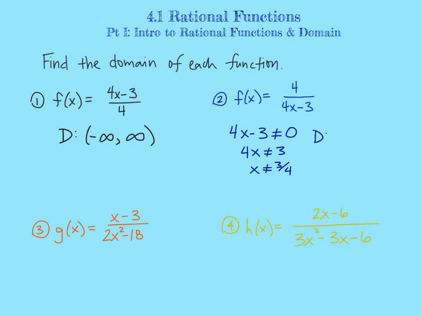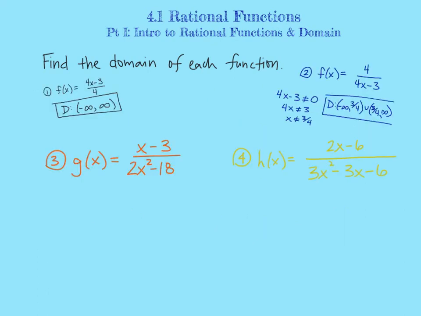So our domain is from negative infinity to 3/4, but not including 3/4, union 3/4, but not including it, all the way up to infinity. So as you recall, that is how we restrict a number on our domain.